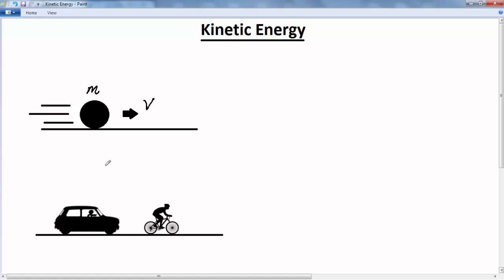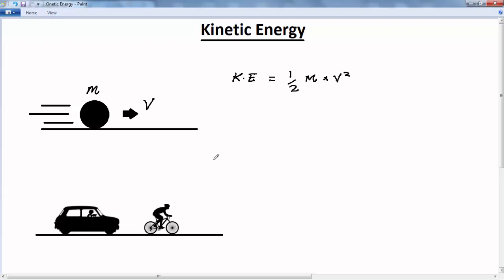So, we've got a 9-pin bowling alley or whatever, and this is a ball which has got a mass m, and it's rolling along the ground at a velocity v. Then we can say that the kinetic energy of the ball, and that k.e. is for kinetic energy, is equal to a half m times v squared, its velocity squared.